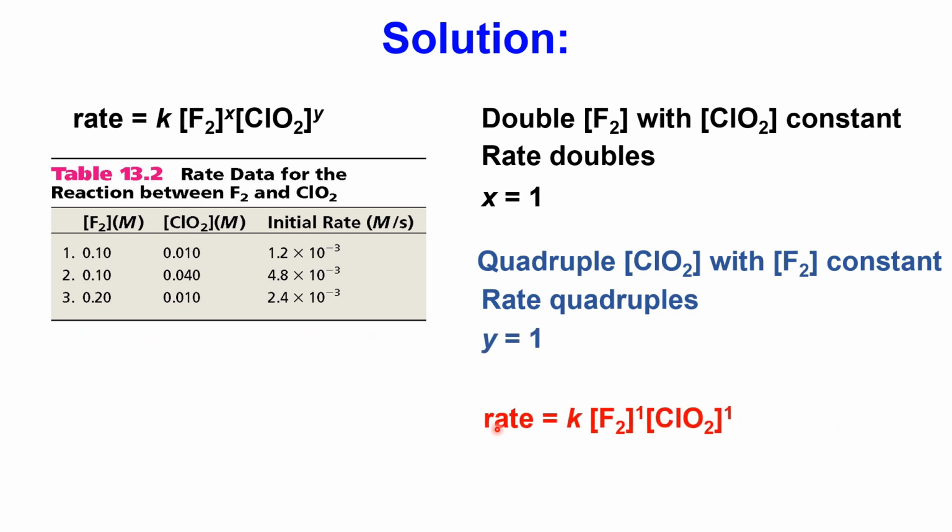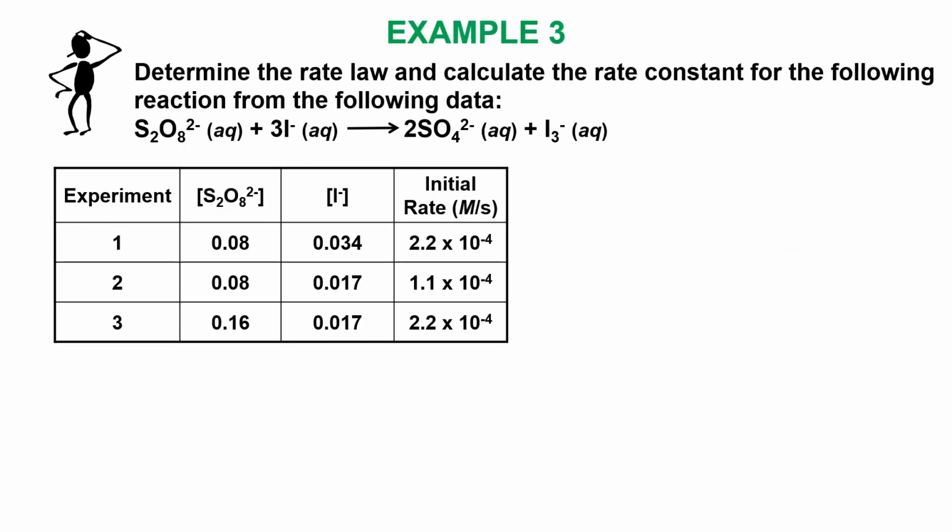So the rate law is rate equals k times the concentration of F2 to the power of 1 times the concentration of ClO2 to the power of 1. Example 3. Determine the rate law and calculate the rate constant for the following reaction from the following data. This is the general rate law for our reaction.